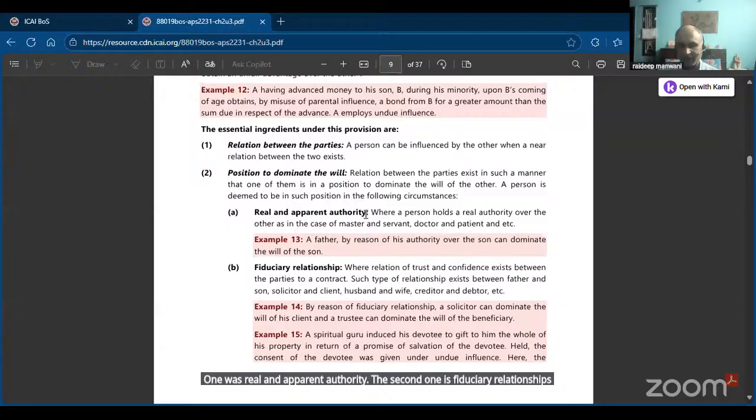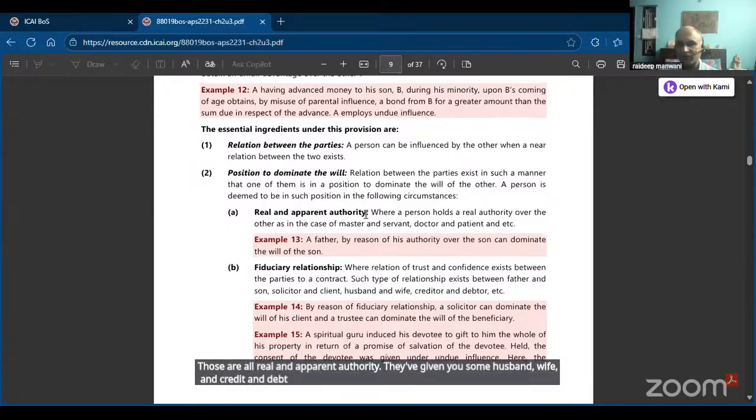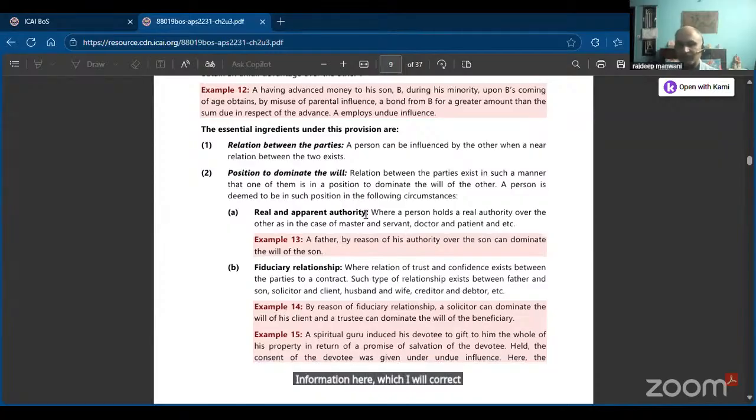The real and apparent authority is parent and child, or father and son, master and servant, police and criminal, income tax officer and assessee. Those are all real and apparent authority. They've given you husband, wife, and creditor and debtor. We have to write this. I keep forgetting to write the ICA that they have done. They've given you wrong information here, which I will correct and I'll tell you.